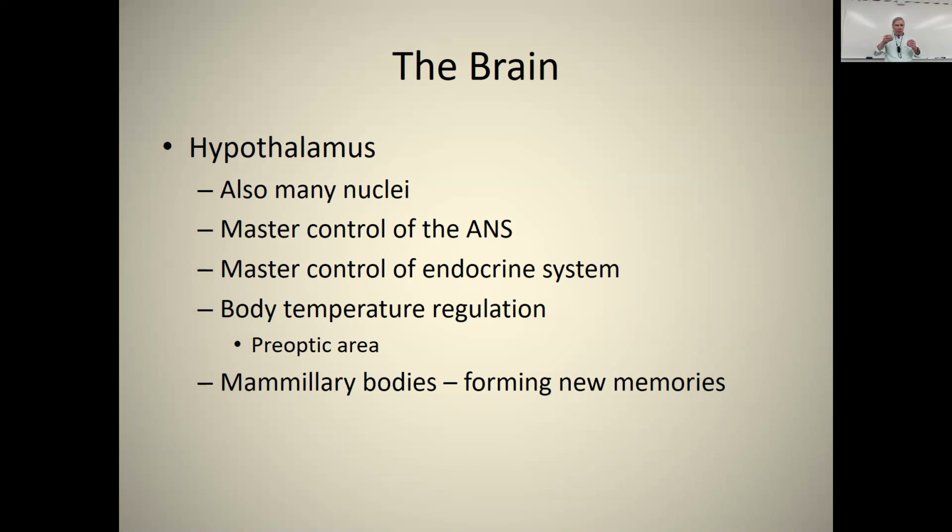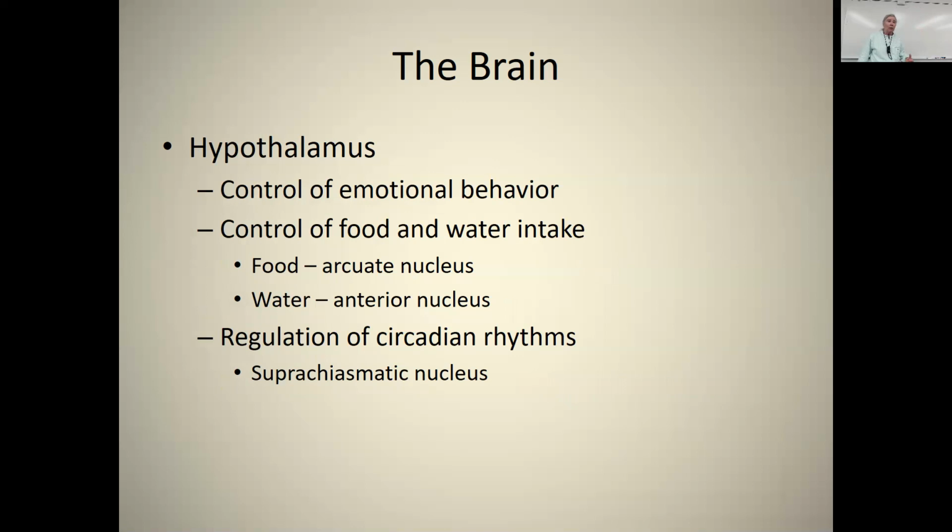Mammillary bodies are just little structures right underneath the hypothalamus, involved in forming new memories. Then there's control of emotional behavior. Along with the amygdala, the hypothalamus has a lot to do with emotional behavior. And we'll be talking about emotional behavior later on when we get into the limbic system and how we control strong emotions.